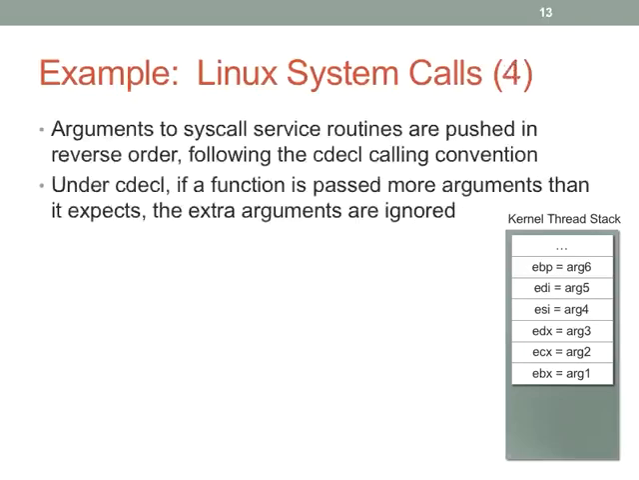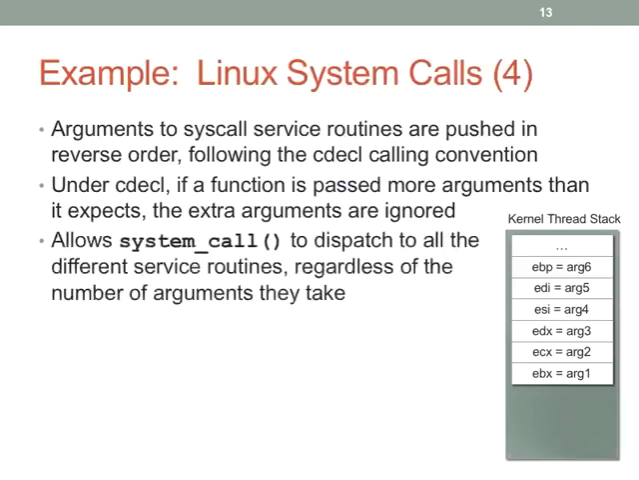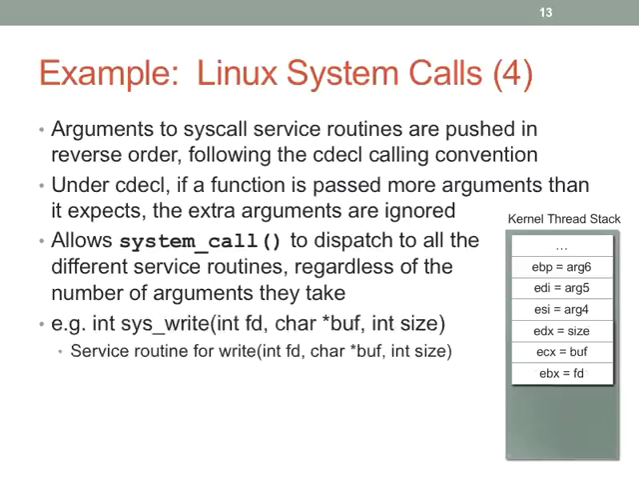remember that under cdecl, if a function is passed more arguments than it cares about, it ignores the remaining arguments. That's one of the reasons we love cdecl. It's kind of resilient and robust this way. So if you have a function that only cares about 3 arguments, well, it doesn't care about the fact that arg4, arg5, and arg6 were pushed on. If we have one that takes no arguments, it doesn't care about any of them. Okay? So basically, this allows us to dispatch to all our various system call service routines, regardless of the number of arguments they take. If it takes 6, that's great. If it takes 0, that's also great. We don't care.